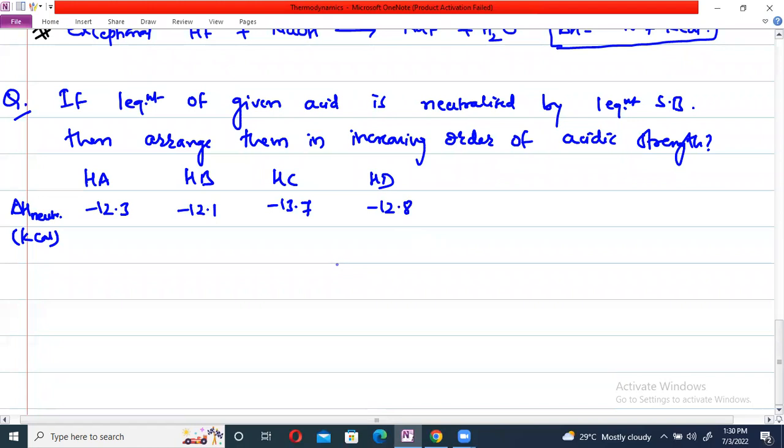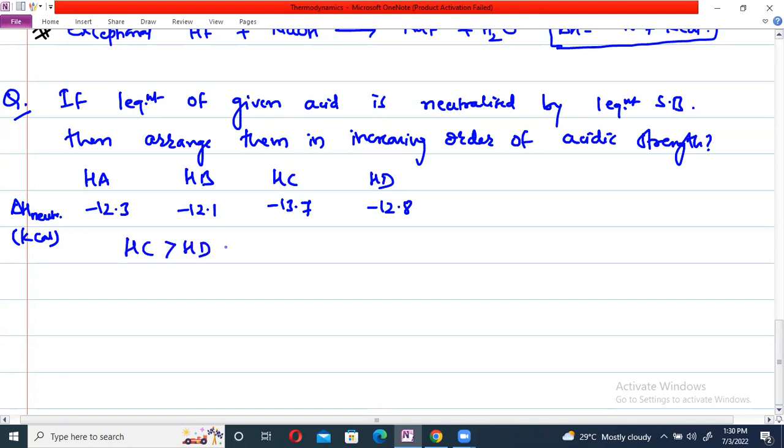Increasing order of acidic strength we want. For getting the increasing order of acidic strength, I will tell you only one point to remember here. Key: greater the number, greater the acidic strength. Just the number, don't go with the negative sign. If you want to compare here, the largest value is 12.1. So greater the number, HC will have the greatest number.